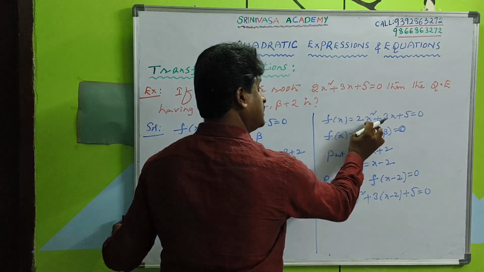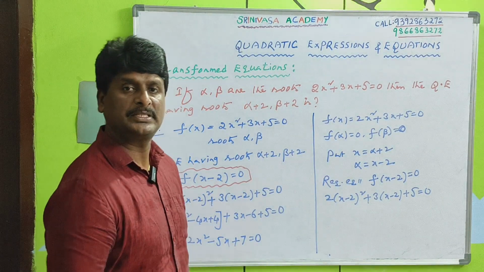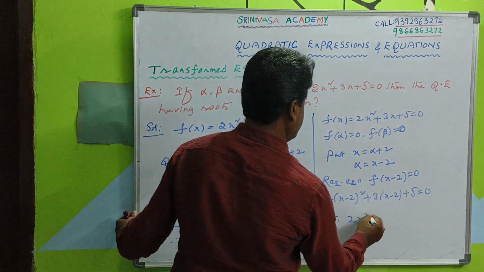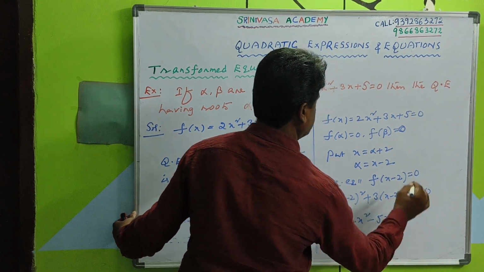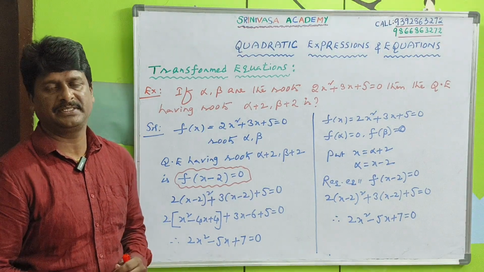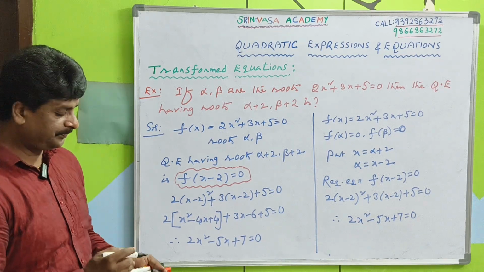F of x is this much. F of x minus 2 will be, x is replaced by x minus 2. After the simplification, we get 2x square minus 5x plus 7 is equals to 0. So dead easy concept it is. Okay. Next example, one more.